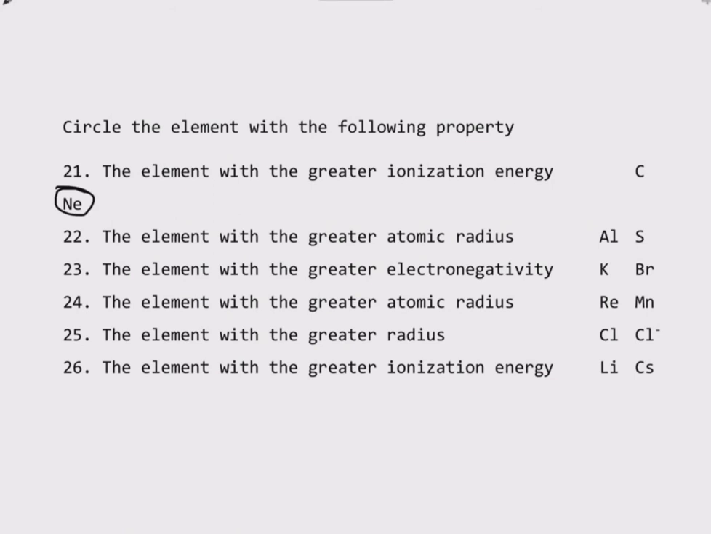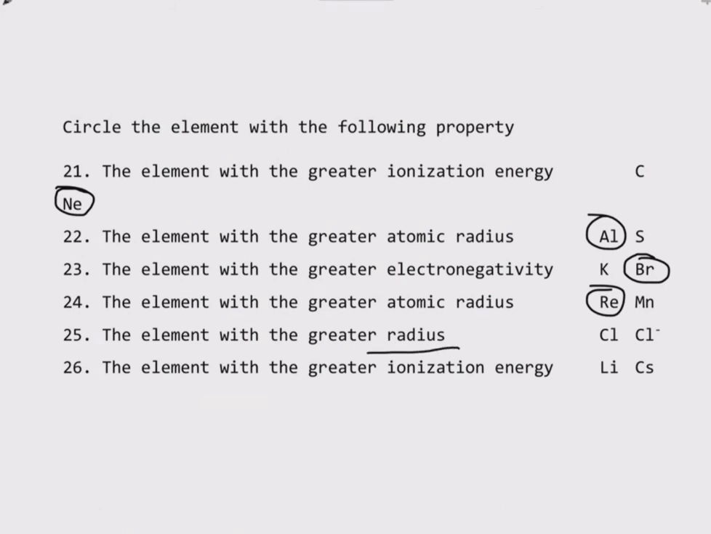The element farther to the left generally has the greater atomic radius, and aluminum is to the left of sulfur. Electronegativity increases from left to right, not counting the noble gases. Bromine, being a halogen, is very close to fluorine on the periodic table. It has a much higher electronegativity than potassium. Atomic radius, as you go down, both rhenium and manganese are in the same group or column. Rhenium is lower than manganese, and as you go down in a group, you get a bigger atomic radius.